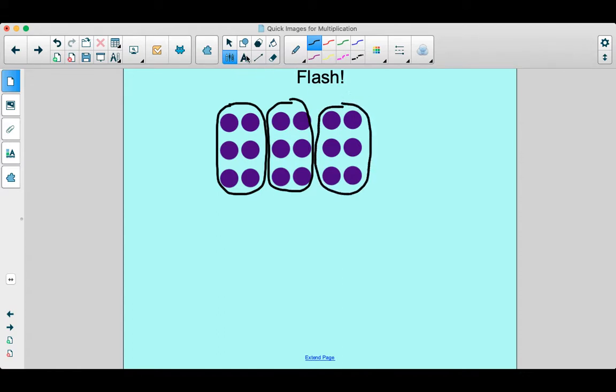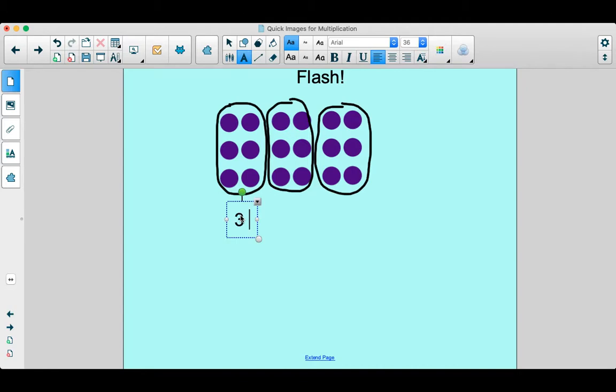So maybe you saw 3 groups of 2. 3 groups of, oops, I didn't say 6. I said 2 on accident. 3 groups of 6 makes 18. I think I actually was saying 3 groups of 2 because I was thinking about those 2's in there.